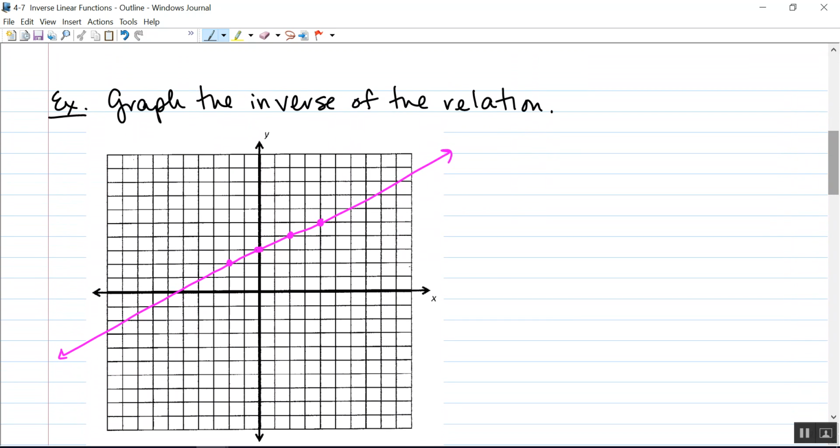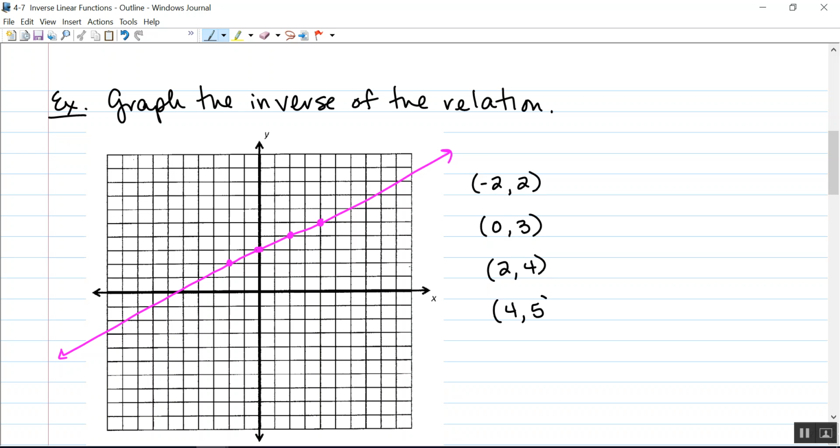This example asks you to graph the inverse of this relation. And actually, you should be aware that this relation is indeed a function because it is a linear relation. So I think the easiest way to do this is just to write this as a set of ordered pairs. So this point right here is the point negative 2, 2. This point right here is the point 0, 3. This point right here is 2, 4. And this point right here is 4, 5.